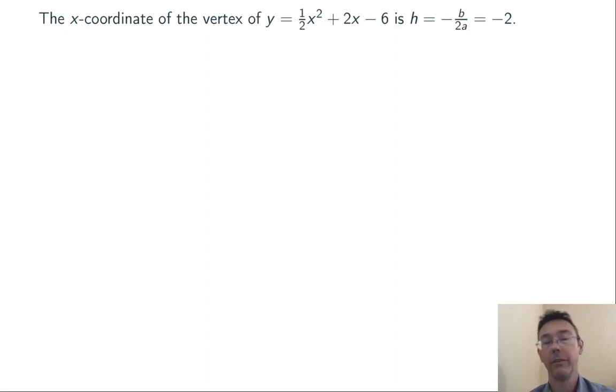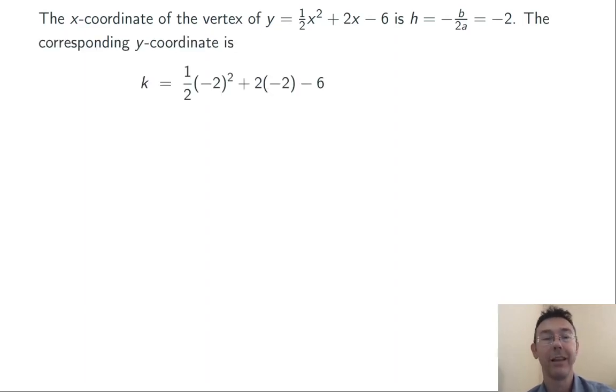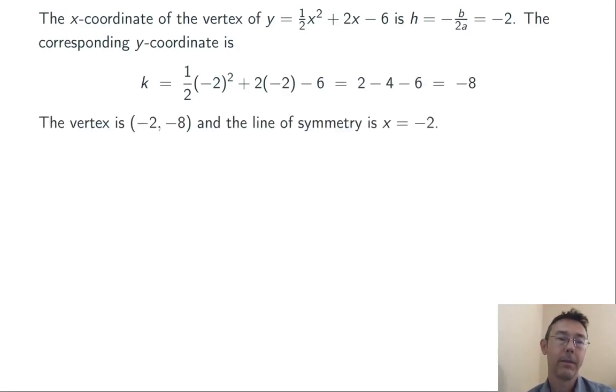Let's get the vertex of this parabola. The x-coordinate of the vertex is going to be h equals -b over 2a. And if we plug in b equals 2 and a equals 1/2, we get that h is -2. Plugging that value back into the equation for the parabola, I can get the y-coordinate of the vertex. In this case, -8. So the vertex is (-2, -8), and that gives us a line of symmetry of x equals -2.